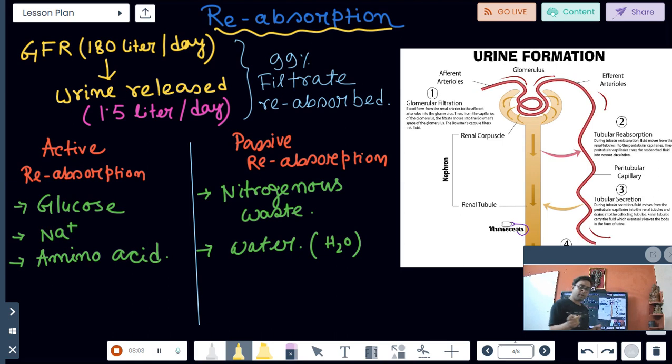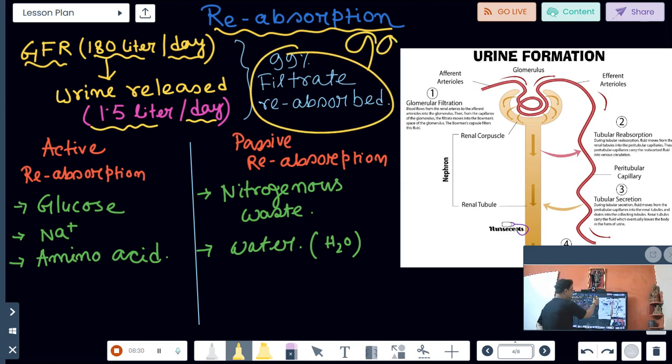I'll give a common example: the GFR rate is 180 liters per day, but urine formed is 1.5 liters per day. Where the 180 and where the 1.5 liters, so a huge gap is there. So 99% of the filtrate is absorbed. But where? The main site is the PCT, or the proximal convoluted tubules.